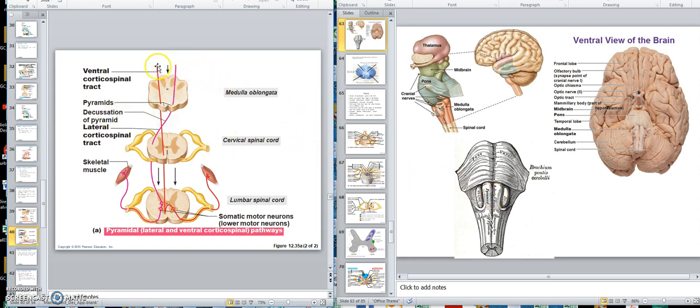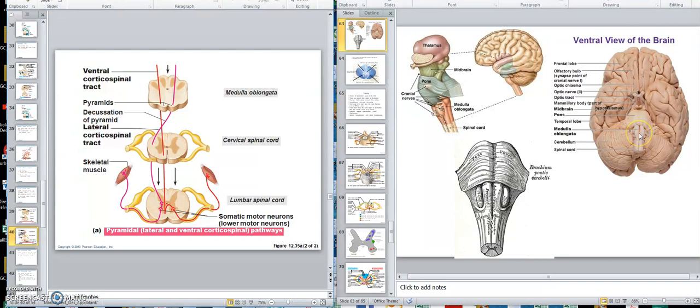So the ventral, which handles the trunk muscles, goes down and then crosses over at the level of the cord. But the lateral, which handles your arms and legs, crosses over right here, which we call the decussation of the pyramids.